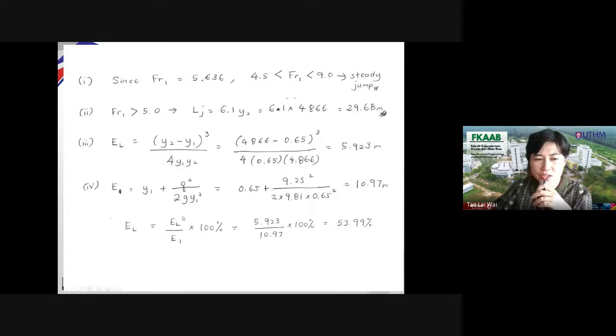It's a steady jump, and then the energy loss is 53.99%. You can check, I just go through it. I'll share all this with you at the end of the chapter.